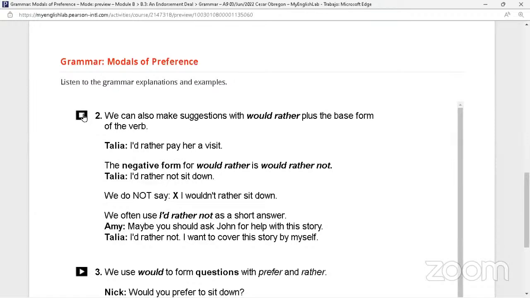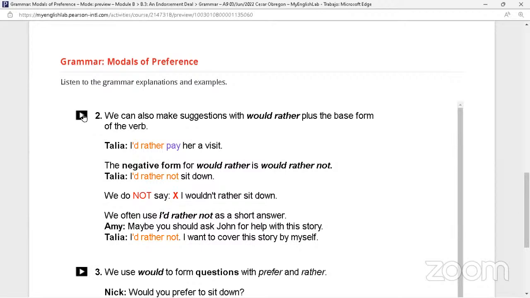Number 2. We can also make suggestions with would rather plus the base form of the verb. I'd rather pay her a visit. The negative form for would rather is would rather not. I'd rather not sit down. We often use I'd rather not as a short answer. Maybe you should ask John for help with this story. I'd rather not. I want to cover this story by myself. Any questions here?